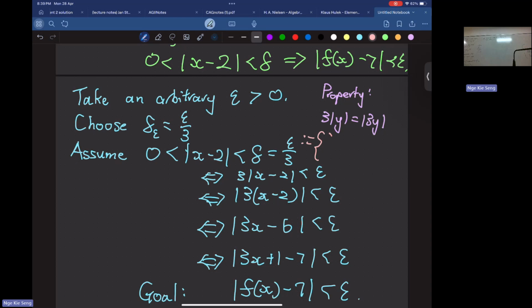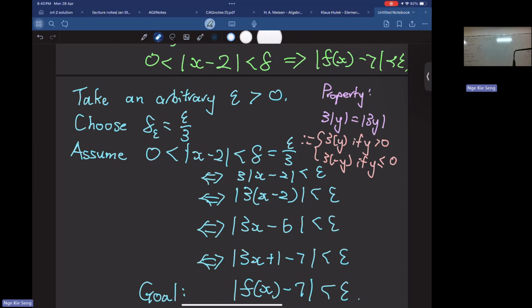On one side is 3 times y if y is greater than 0, and 3 times minus y if y is less than or equal to 0. But on the other side, the absolute value of 3y is equal to 3y. Maybe just do a quick proof here.